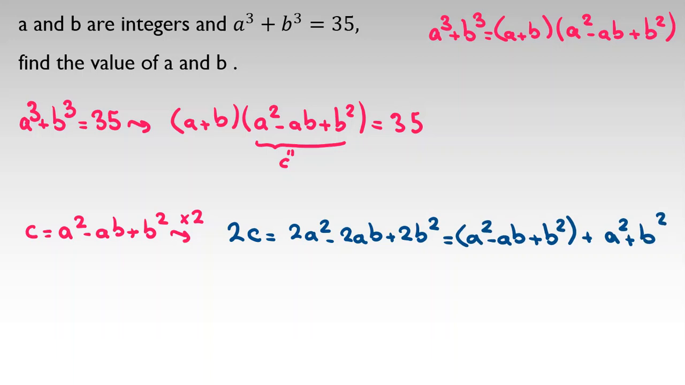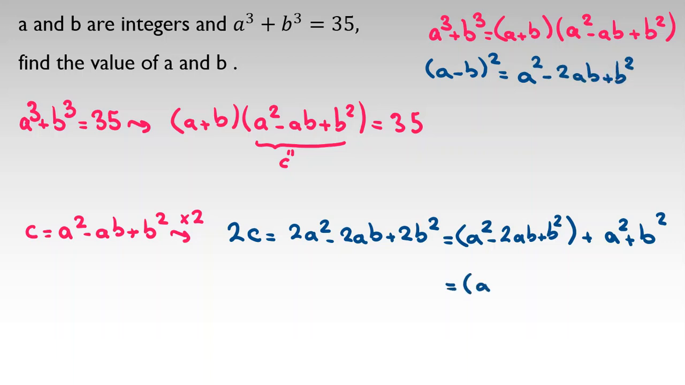And we have a famous identity that (A minus B) squared equals A squared. Oh, let me rewrite it here. It is not AB, it is 2AB. So let me write it again: A squared minus 2AB plus B squared. So (A minus B) squared is A squared minus 2AB plus B squared. You should memorize this identity. It will be (A minus B) squared plus A squared plus B squared. And we know it's even because 2C is even, and C is an integer.